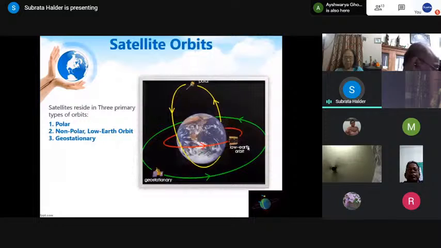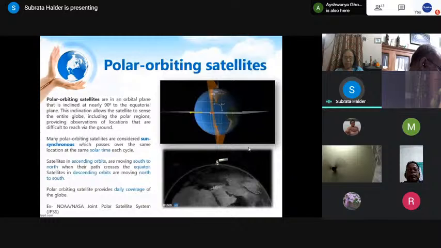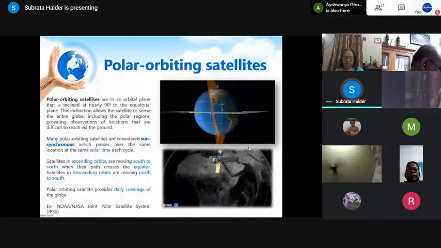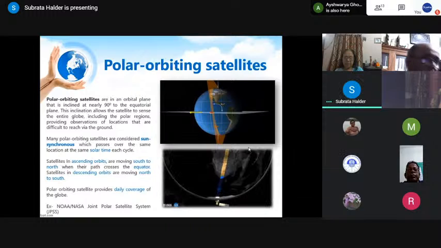Satellites reside in three primary types of orbits. One is polar, the second is non-polar low Earth orbit, and the third is geostationary. Polar orbiting satellites are in an orbital plane that is inclined at nearly 90 degrees to the equatorial plane. This inclination allows the satellite to sense the entire globe, including the polar regions, providing observations of locations that are difficult to reach from the ground.